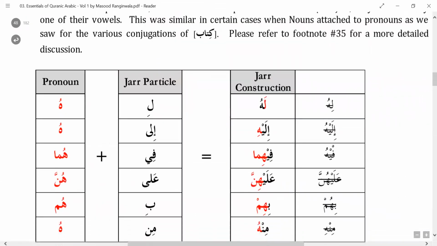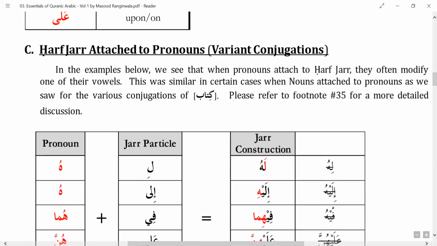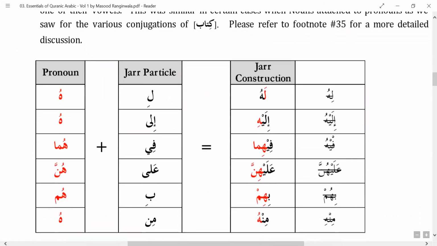Also, we saw one more thing, that these harf, when they attach to pronouns, they just slightly vary. Like li plus hu, I don't say lihu, it will become lahu. Then ila plus hu will become ilaihi. This will go into jar and the ya will get the dots. Fihima, not fihuma.